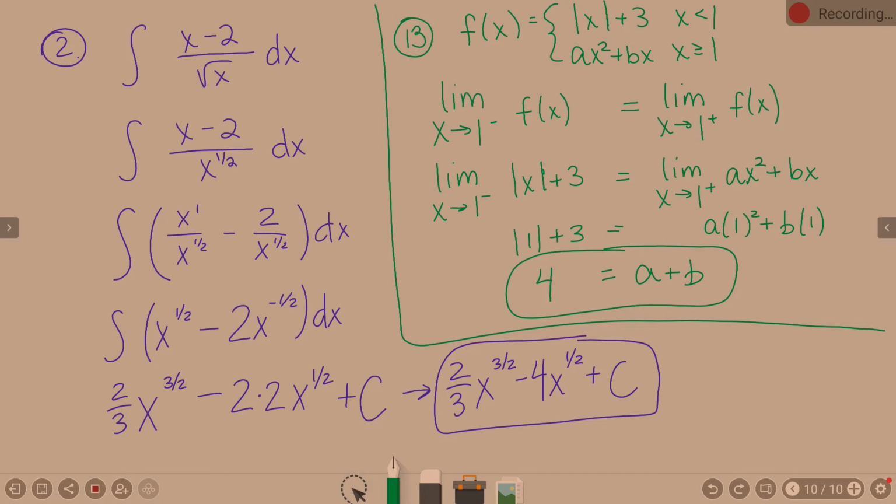Okay? Next. I just have a quick question about 11. The limit from the left is equal to the limit from the right, but it's not necessarily continuous at that point.